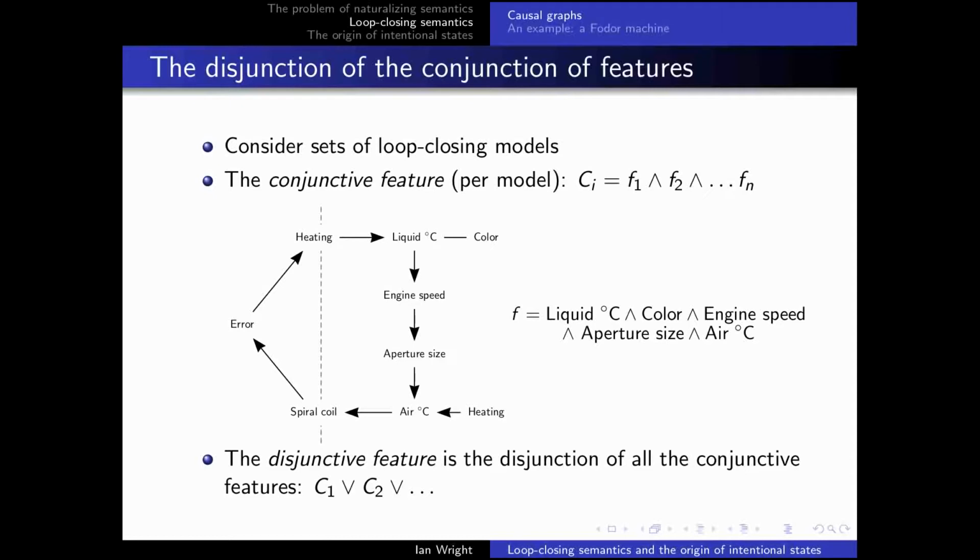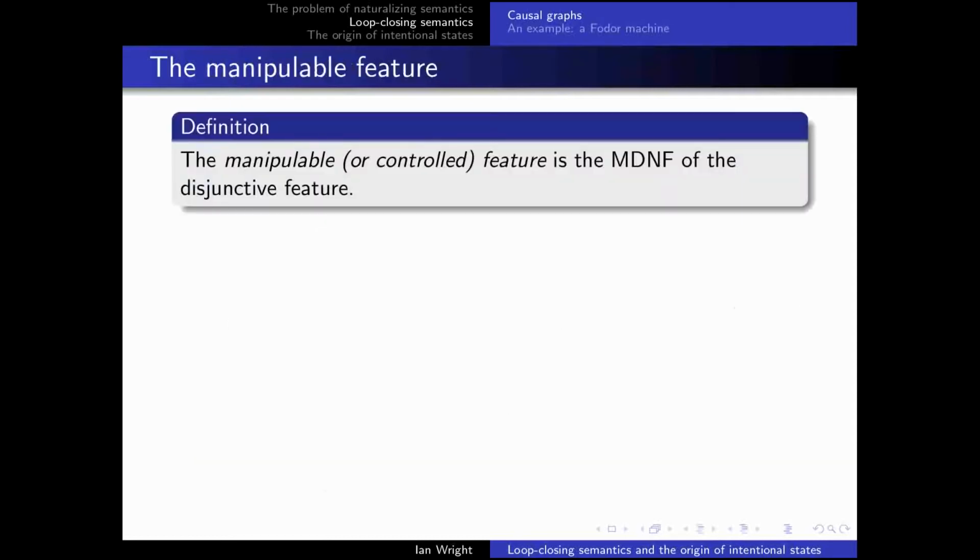I define the manipulable or controlled feature as the minimal disjunctive normal form of the disjunctive feature. We can compute the manipulable feature using any kind of algorithm that minimizes Boolean functions. The satisfaction of at least one conjunctive clause of the manipulable feature is a necessary condition for a loop to be loop closing. So the manipulable feature describes some thing or collection of things that must be present for control success.